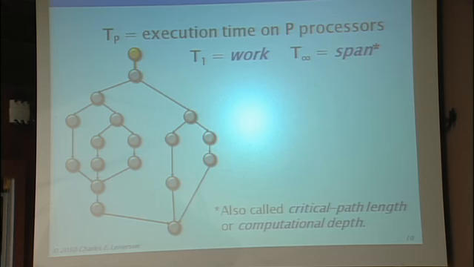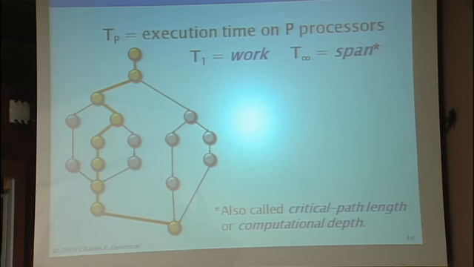Okay, the other measure is called the span, and it's sometimes called critical path length or computational depth, and it corresponds to the longest path of dependencies in the DAG. We call it T infinity because even if you had an infinite number of processors, you still can't do this one until you finish that one. Can't do this one until you finish that one, and so forth. So even with an infinite number of processors, I still wouldn't go faster than the span. So that's why we denote it by T infinity.